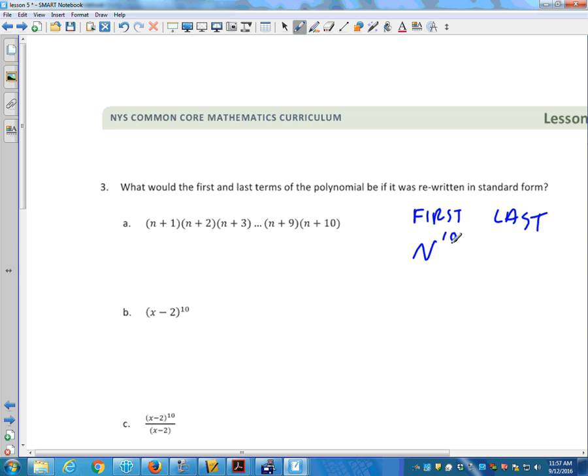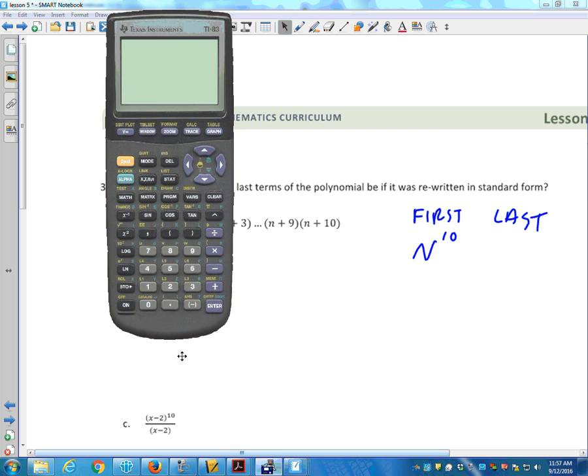The last term would be 1 times 2 times 3 times 4 times 5 times 6 all the way up to 10. And that's actually factorial. Have you ever done factorial? You take your calculator, 10 times 9 times 8 times 7 times 6 all the way down to 1 is 10 factorial. Go 10, math, probability, that's the exclamation mark. Have you done that before? Okay, don't worry about it. We'll do it later this year. But that's a quick way of doing that. Or you just take your calculator and multiply it out, right? And that would be your last term.